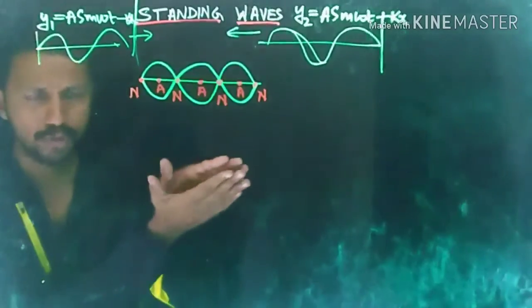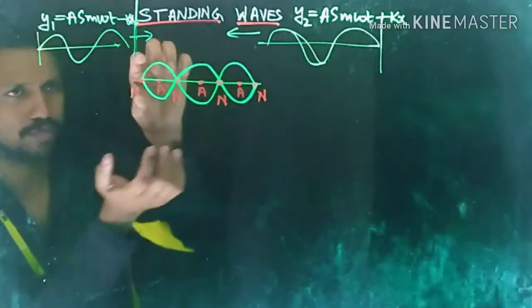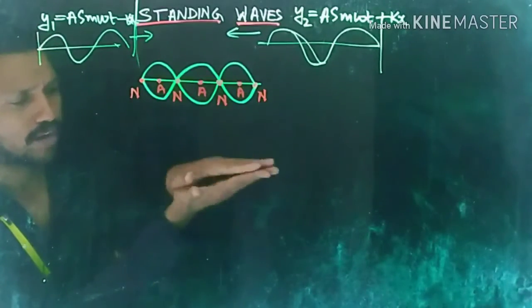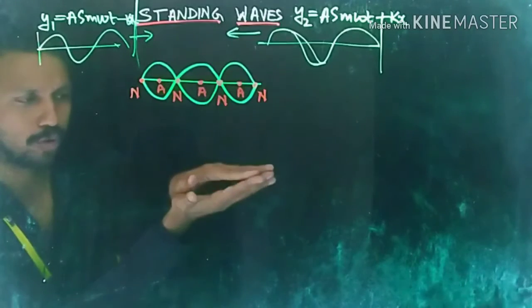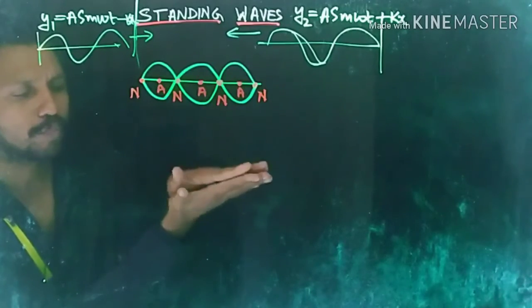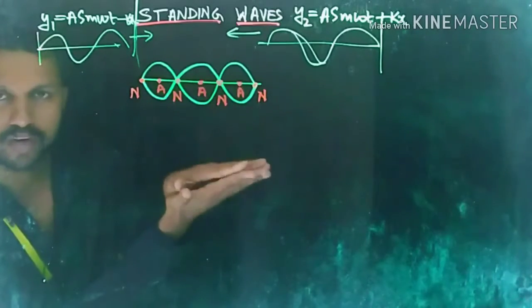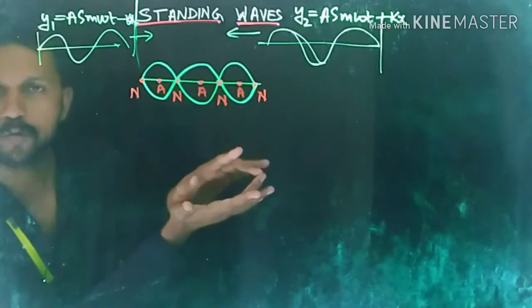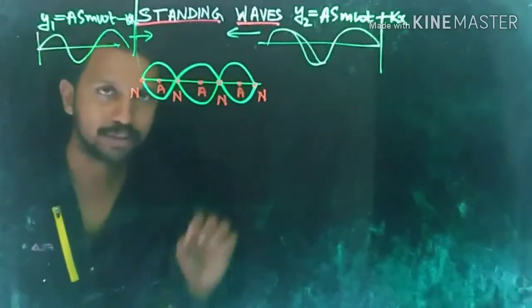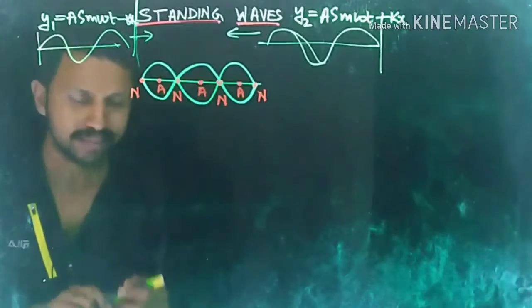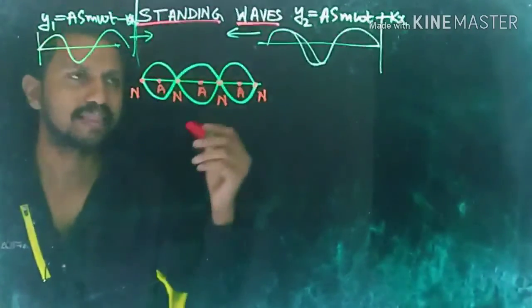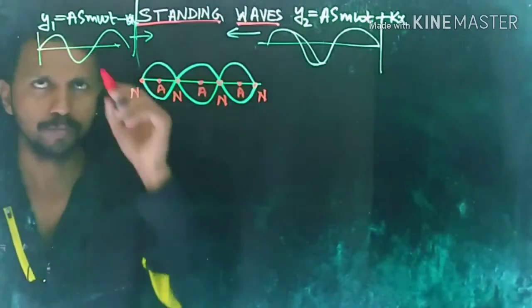Assume that this portion of our standing wave will vibrate like this. This portion will be a node, and the middle of my hand will be an antinode. An antinode will have maximum vibration and a node will have minimum vibration. And this is the diagrammatic representation of a standing wave. Then let's go for the mathematical expression for a standing wave.